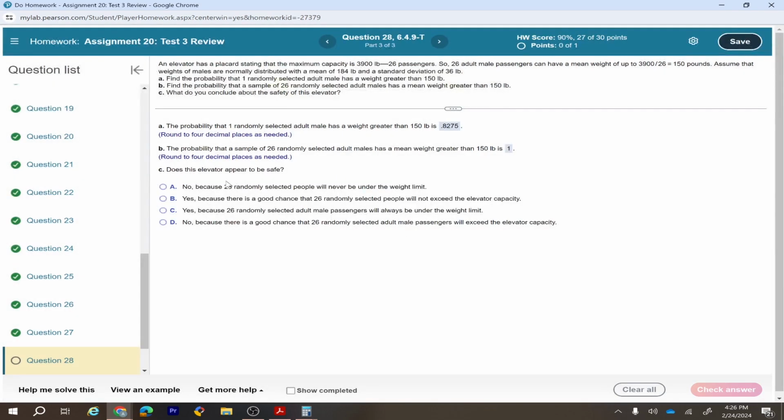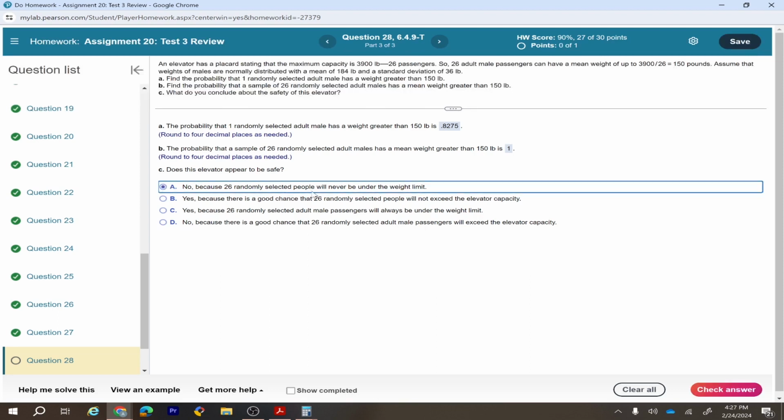So does this elevator appear to be safe? No, because if the chance of getting more than 150 pounds is 100%, then this is not safe. More than 150 pounds means ultimately that for 26 adults the weight would be greater than 3,900. So the answer is no, because 26 randomly selected people will never be under the weight limit.